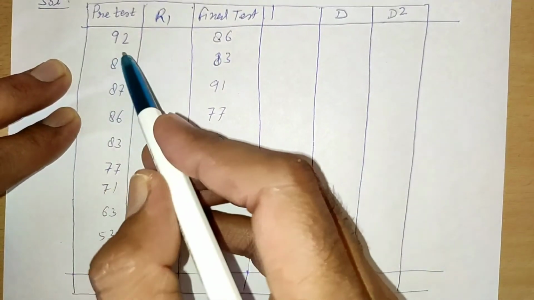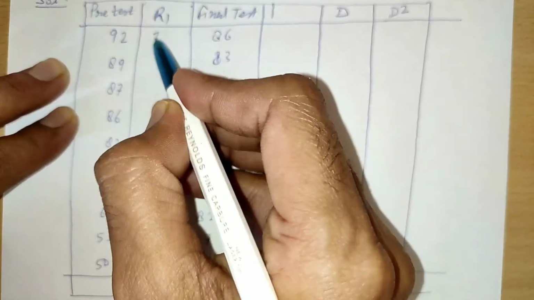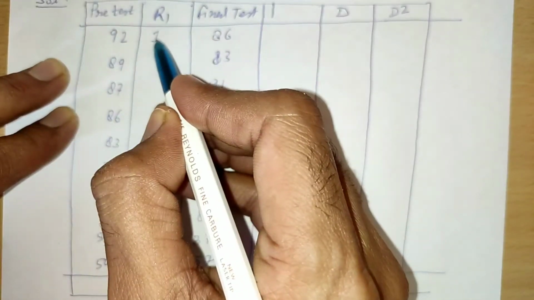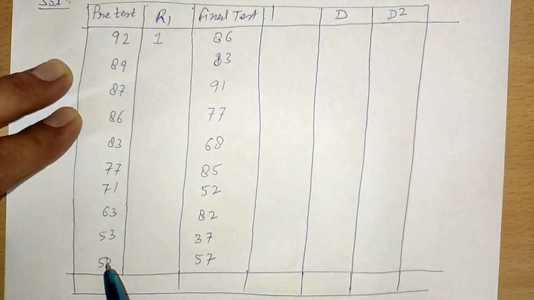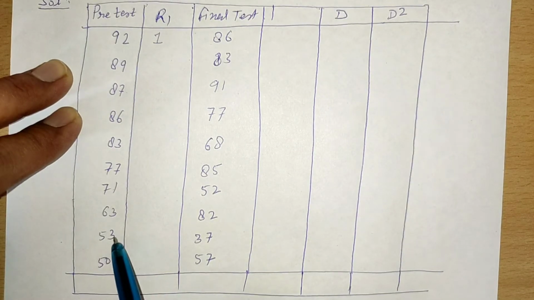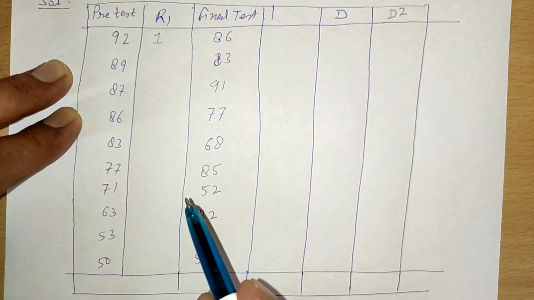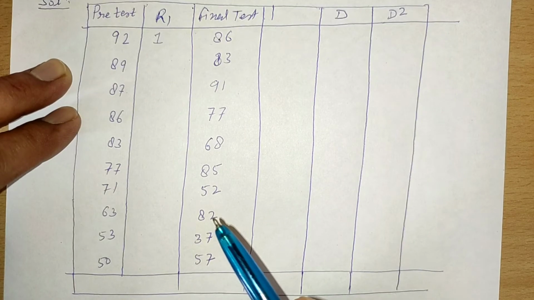Here I am taking 92 as the highest number, and I am assigning the rank 1 to this number. Or you can take the lowest number and assign rank 1 to it, and accordingly the next number gets 2 and 3 and so on. Whatever you want, you can choose your way.